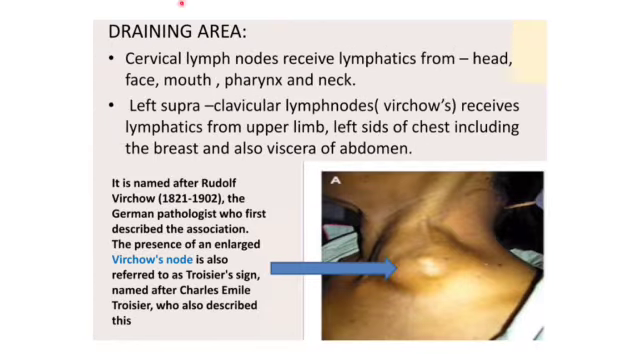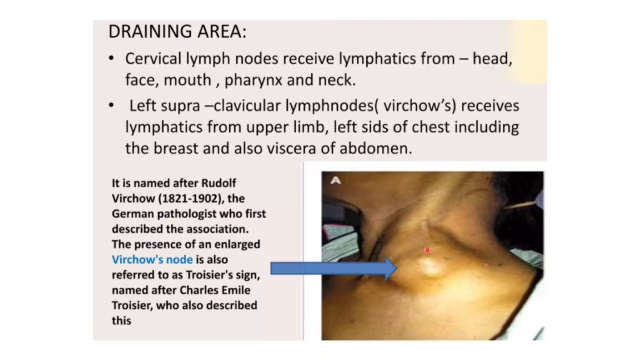Next, the draining area. Cervical lymph nodes receive lymphatics from the head, face, mouth, pharynx and neck. And one important thing we should know is left supraclavicular lymph nodes, that is Virchow's lymph node, which receives the lymphatics from the upper limb and left side of chest, including the breast and also viscera of abdomen.